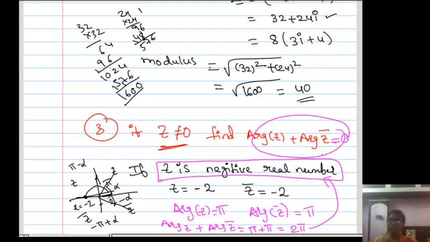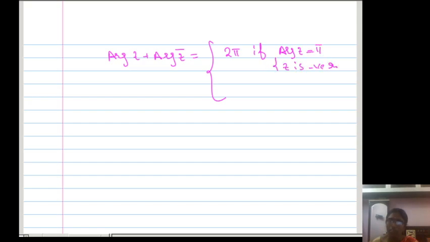Okay. So finally what happened here? In general I can write like this. Finally my conclusion is: argument of z plus argument of z bar is equal to 2 pi if the argument of z is pi, which means z is a negative real number.